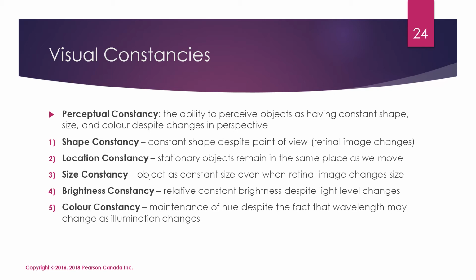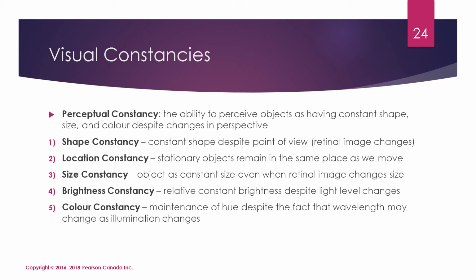However, we are aware that the shape of the door didn't change just because our perspective on it changed. So the fact that we're able to say, okay, even though it doesn't look like a rectangle now, and it's having a different kind of image on my retina, it still is rectangular, that would be an example of shape constancy.